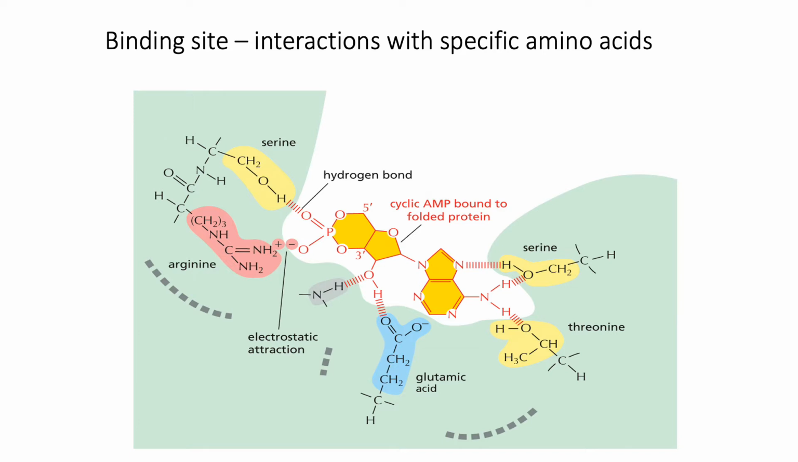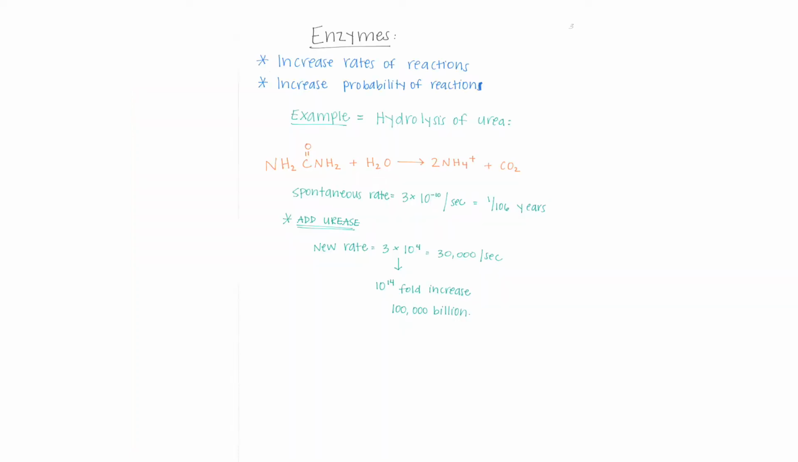Let me just show you an example, a pretty dramatic example here. So enzymes increase the rate of reaction, or they increase the probability of a reaction taking place. They cannot carry out reactions that wouldn't normally take place naturally. They can't go against the rules of thermodynamics. What they do is they facilitate the reaction which would otherwise take place anyhow.